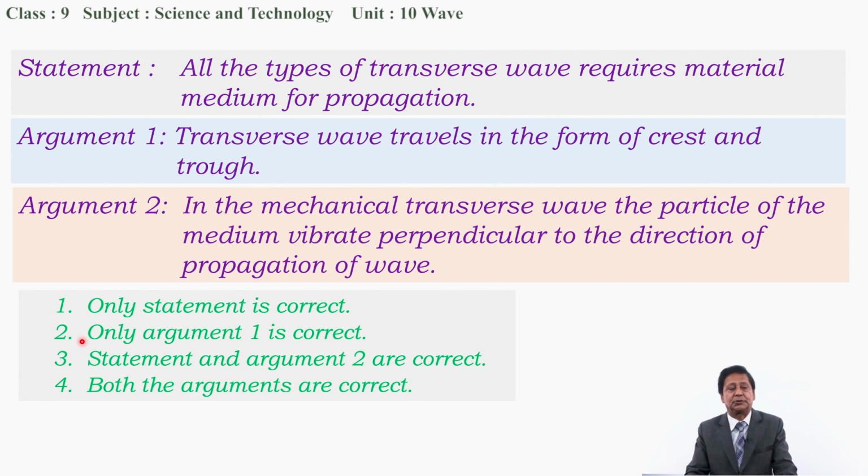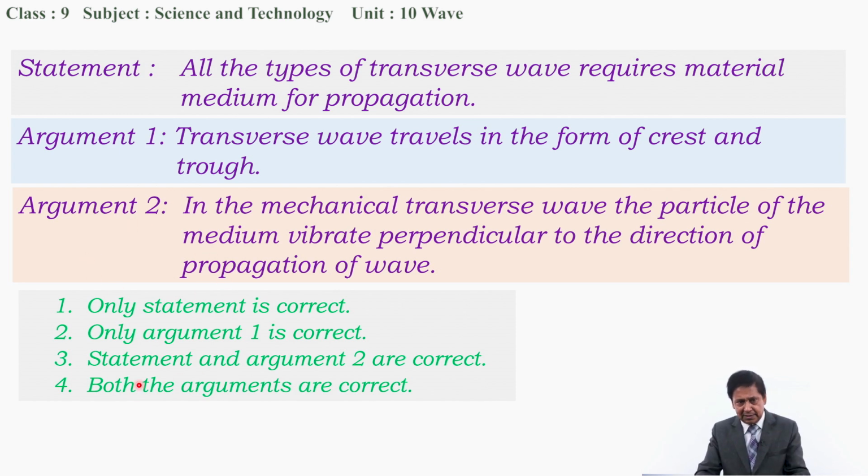Now let's go through option number 2. Only argument 1 is correct. Argument 1: transverse wave travels in the form of crest and trough. Is this correct? Yes, just before this I told you about this. Actually, transverse wave travels in the form of crest and trough, whether it is a mechanical transverse wave or an electromagnetic wave. Now, it is written here that only argument 1 is correct, but maybe argument 2 is also correct. That's why we have to go through argument 2 also.